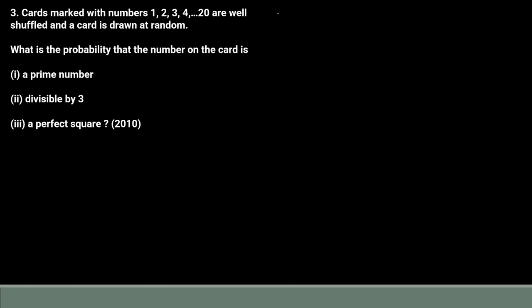So here it said cards marked with numbers 1, 2, 3, 4, 5, 6, 7, 8, all the way up to 20 are well shuffled and a card is drawn at random. So there is a set of numbers from 1 to 20 and one card is drawn at random. So what is the probability that the number on the card that you drew is a prime number, is divisible by 3, or is a perfect square? And this question came in 2010.